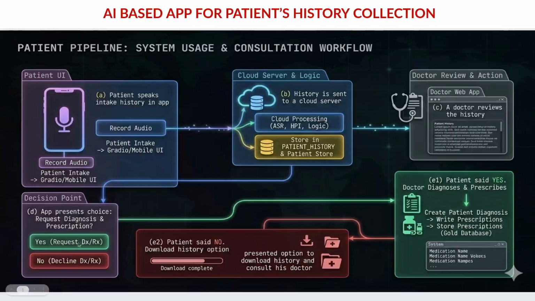But if he chooses yes, then the patient will be given a diagnosis and prescription, but that will not be done by the AI system. We will have our empaneled doctors, and this will be done by a human expert. AI may help in that diagnosis and prescription, but the final decision will be in the hands of the expert doctor for that particular domain. Then the prescription is written and given to the patient. So this is the broad idea.